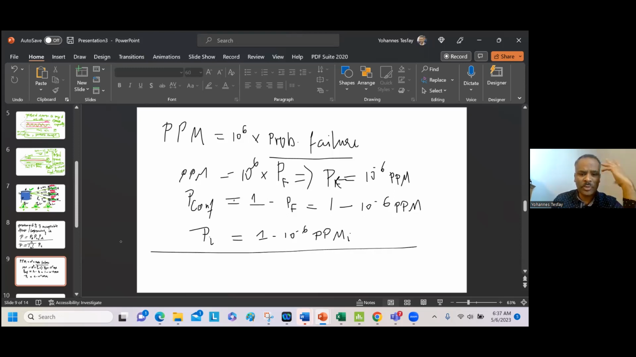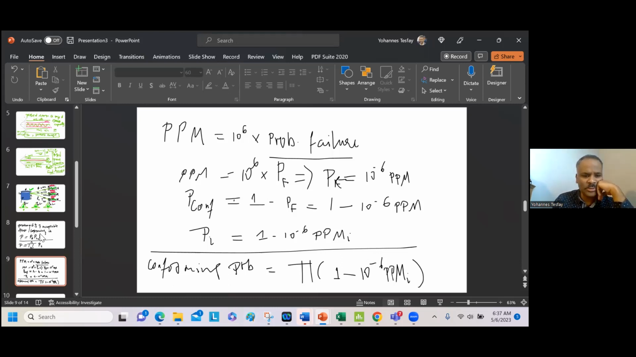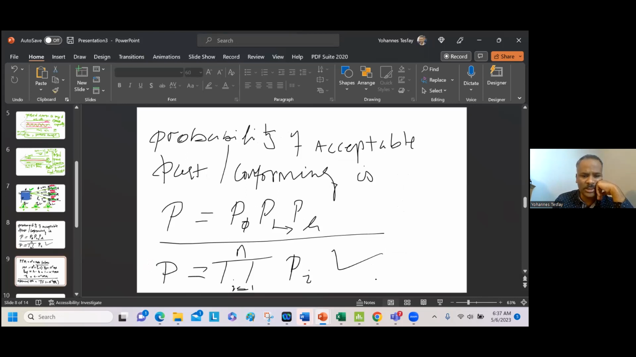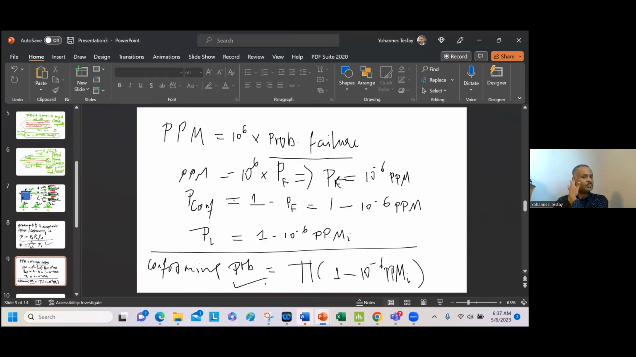So what is the formula? Probability of pass or conforming part is equal to the product of this number, 1 minus 10 to the power of minus 6 times ppm I, just like that, because this is the same as this formula. The two things are the same.